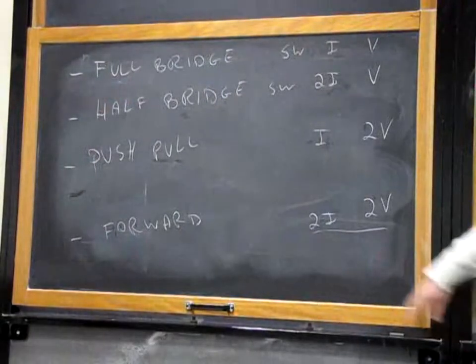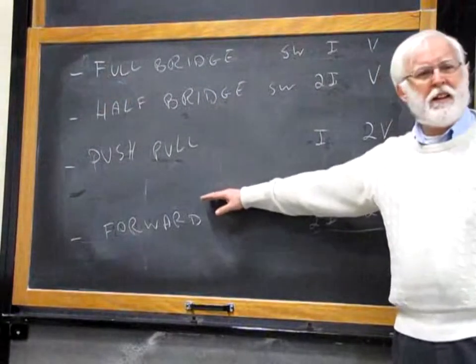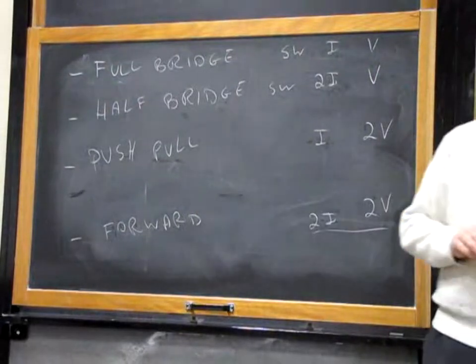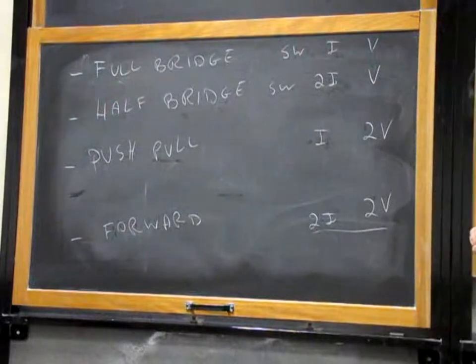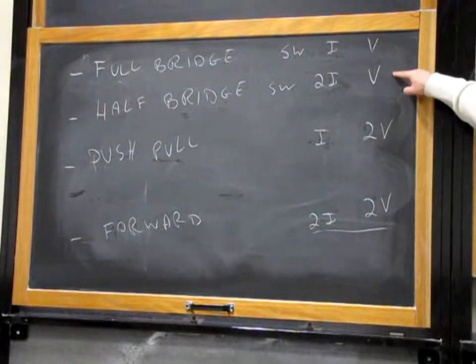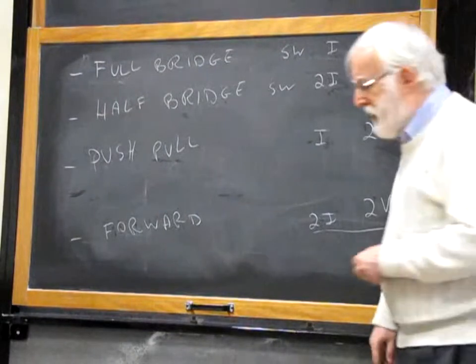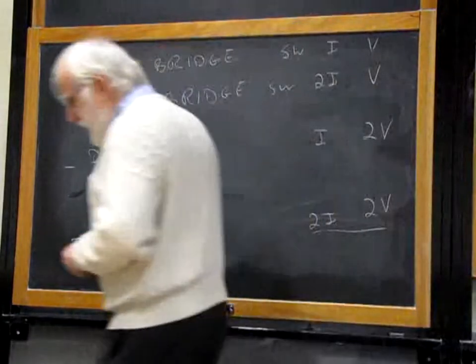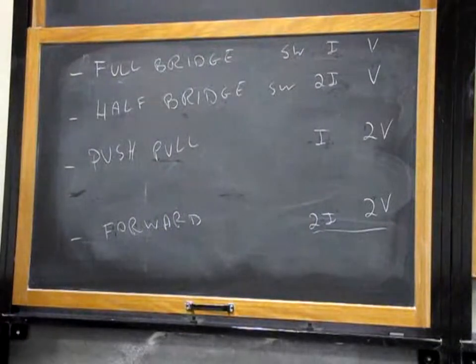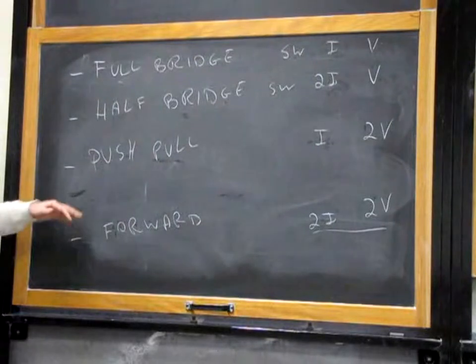Okay, there is still one extra topology over here, that is the two transistor forward, but we won't analyze it because it's not very useful. The two transistor forward looks like this one, has the same properties as a half bridge, but it does not exploit 100% of the time of the transformer, so I don't like it.